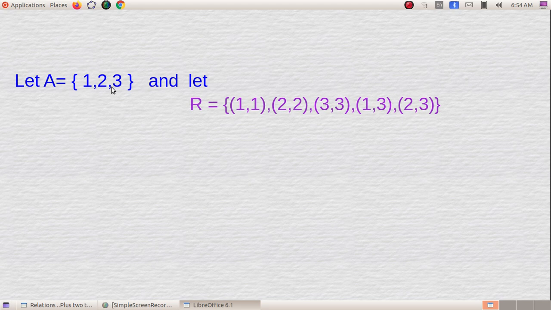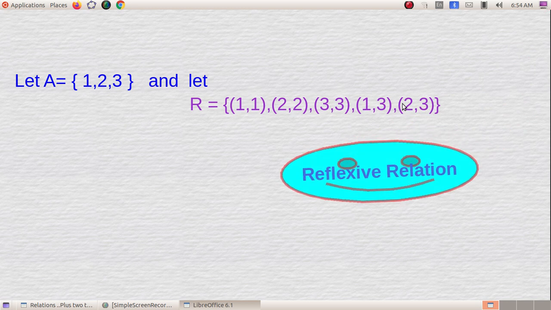It means that every element in A is related to itself. In other words, we can say every element reflects itself by R. These types of relations are called reflexive relations.